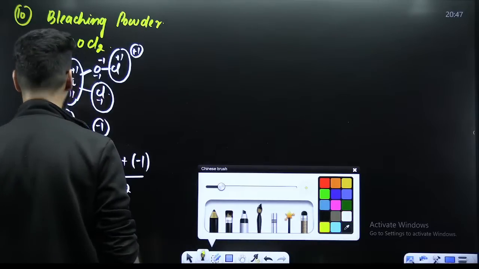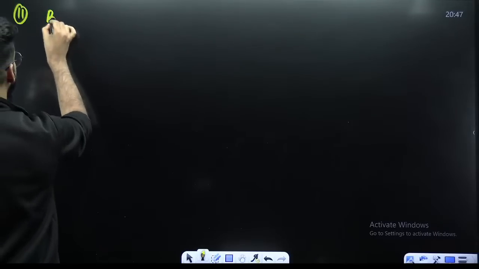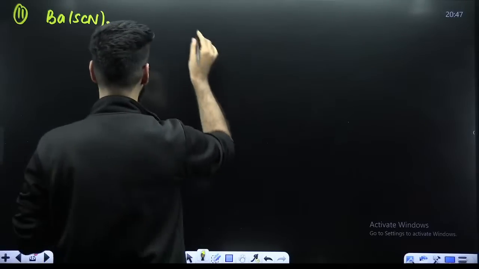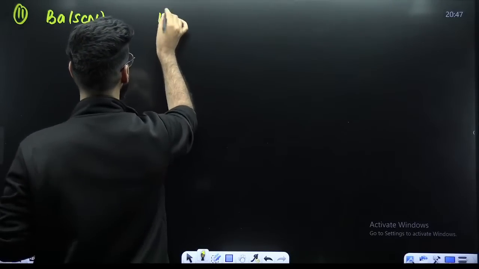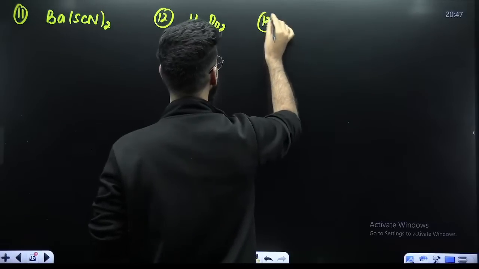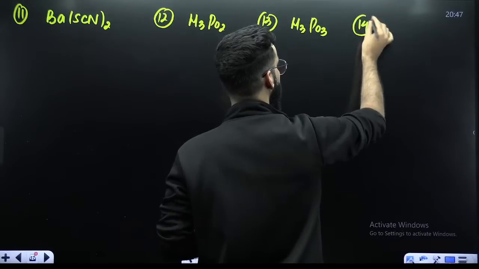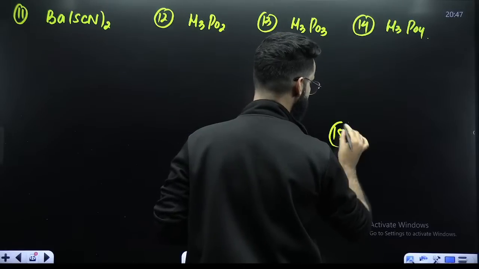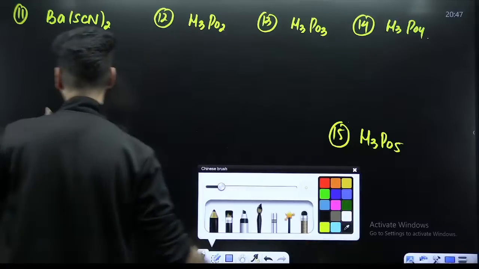Now, moving on to one more structure. So 10 structures done. The 11th one: Ba(SCN) whole twice. This is the compound which I'll use many a times in this chapter. That's why I'm giving you this compound. Similarly, you have got, for example, H3PO2, H3PO3, H3PO4. And at the end, you have got H3PO5 as well. Look at their structures as well.